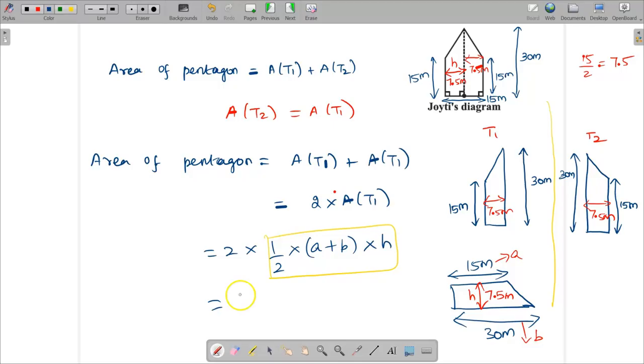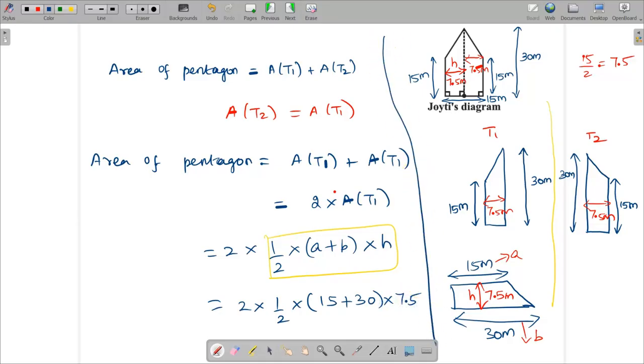So coming to the formula again. 2 into 1 by 2 into, what is A? A value it is 15. And what is B? B value it is 30. And then what is H? H it is 7.5 meter. So just simplify this. So the 2 gets cancelled. And then I have 15 plus 30. 15 plus 30 is what? 45. 45 into 7.5. Just multiply these two values.